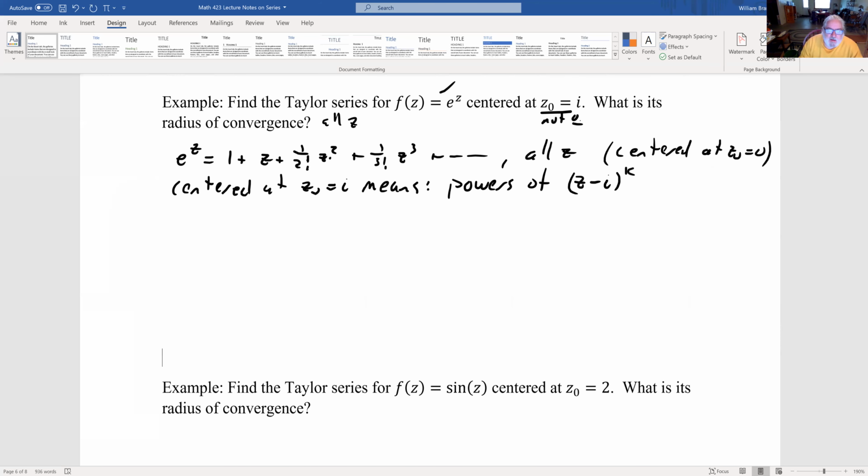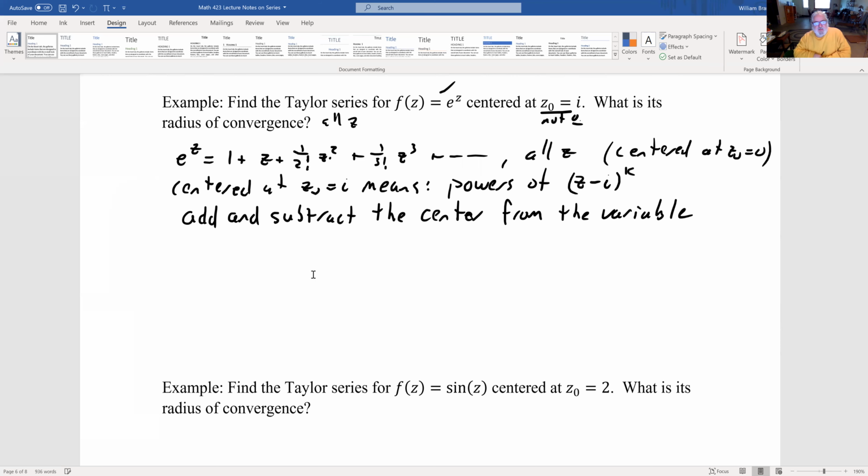So how can I go about doing that? Well, a very useful trick, and this really relies on the fact that Taylor series are unique, is we can shift the center by adding and subtracting the center from the variable.